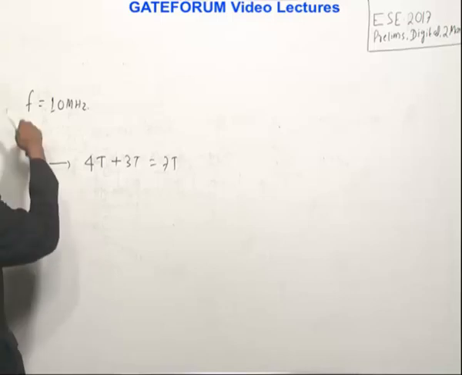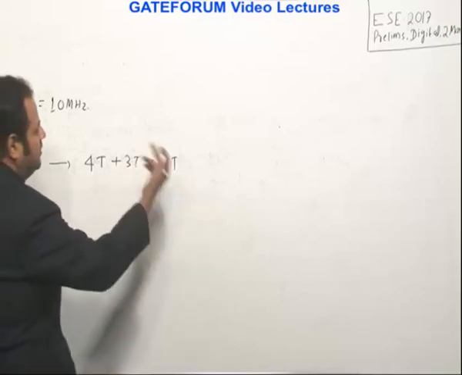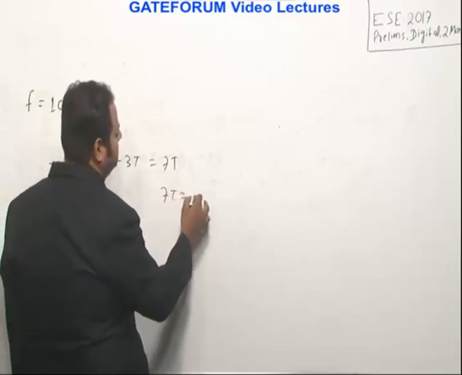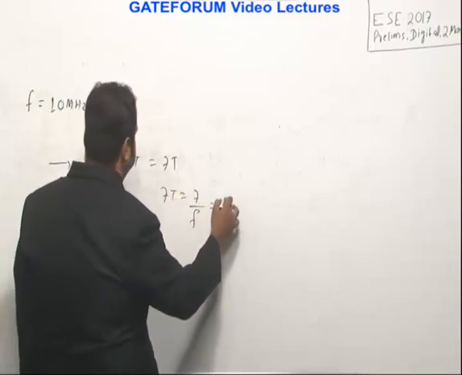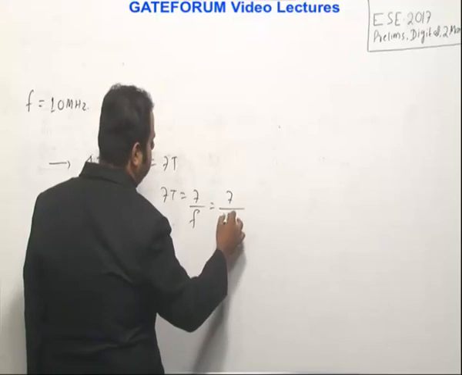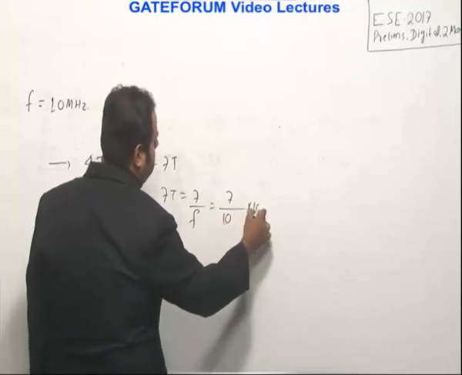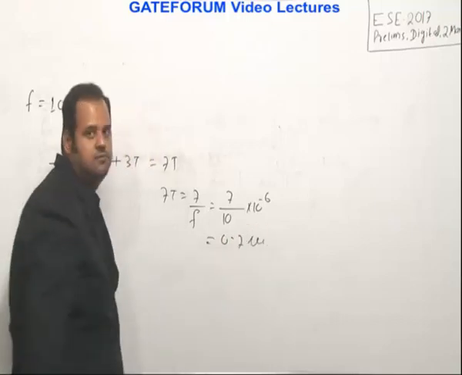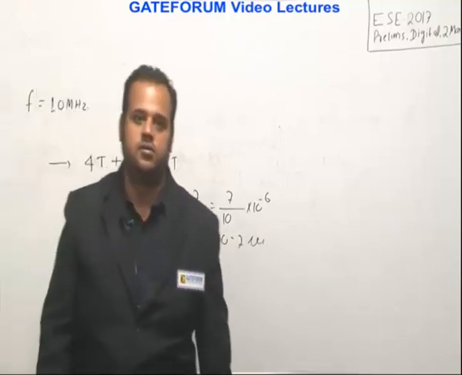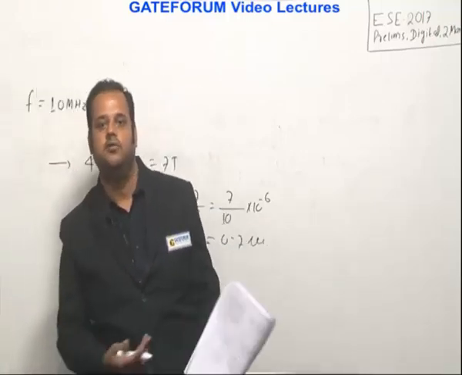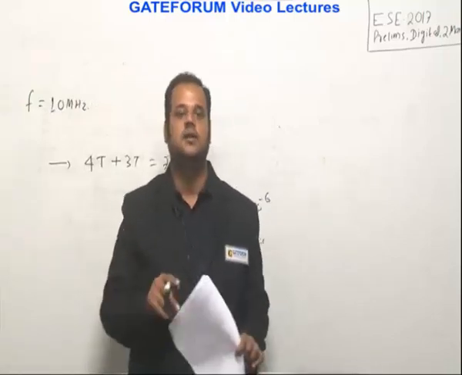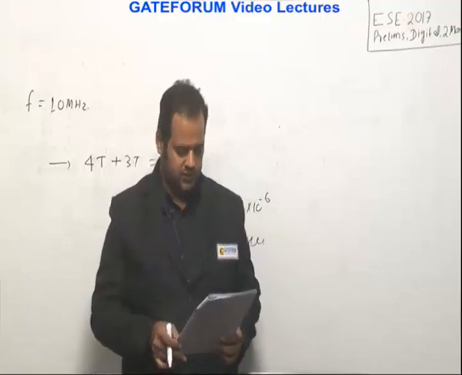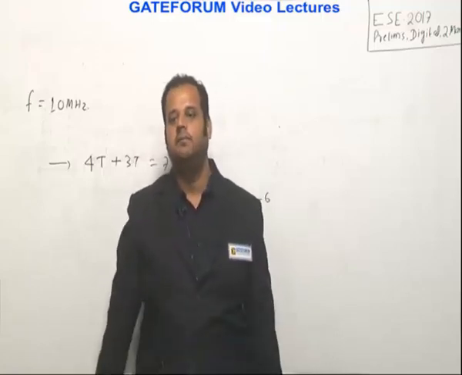The frequency is given as 10 megahertz. If someone asks what the processing time is, I should say it is 7 T states, or 7 by F. So this is 7 over 10 raised to power minus 6, which is 0.7 microseconds. So the time taken to execute the complete instruction, including the 4 T states and the 3 wait states, is 0.7 microsecond, which is given in option B, and B is the right answer.